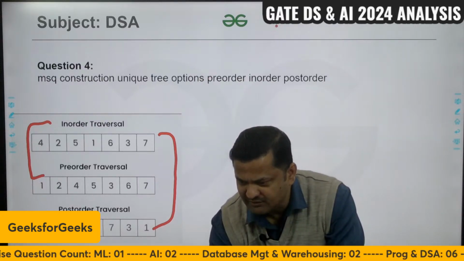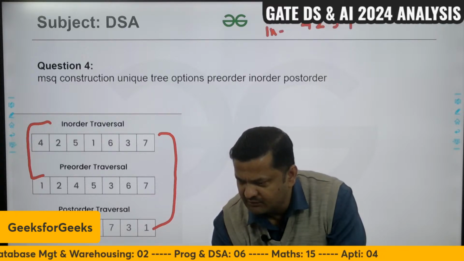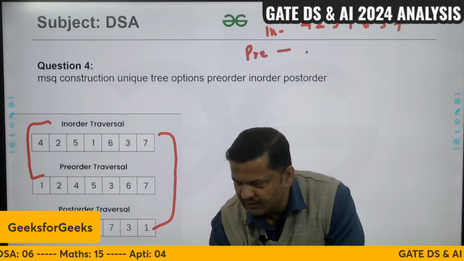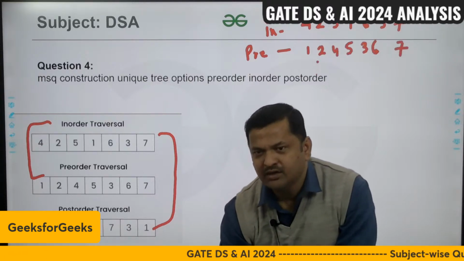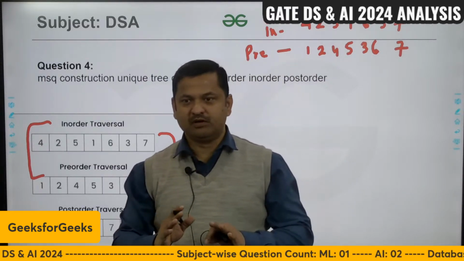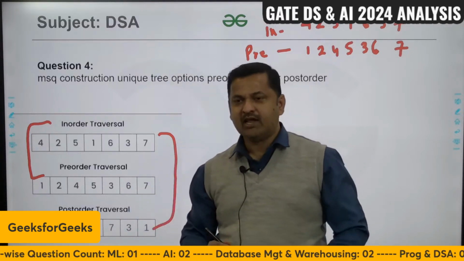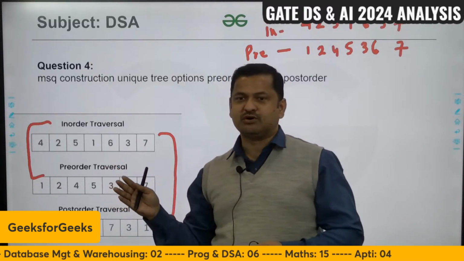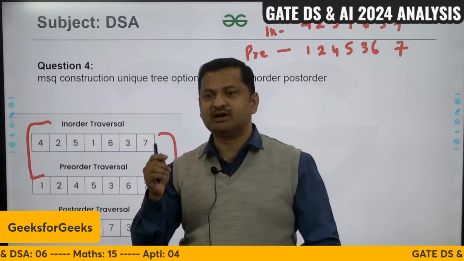So I'm considering that in-order is 4, 2, 5, 1, 6, 3, 7, and the pre-order is given as 1, 2, 4, 5, 3, 6, and 7. In this particular case, first we have to determine the root. Before reconstructing the entire tree, first we have to determine the root in every case. And we know the first element in the pre-order and the last element in the post-order is going to be the root. So the pre-order and post-order will help us recognize the root.